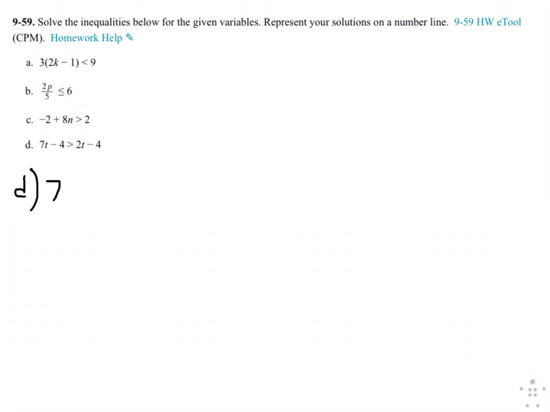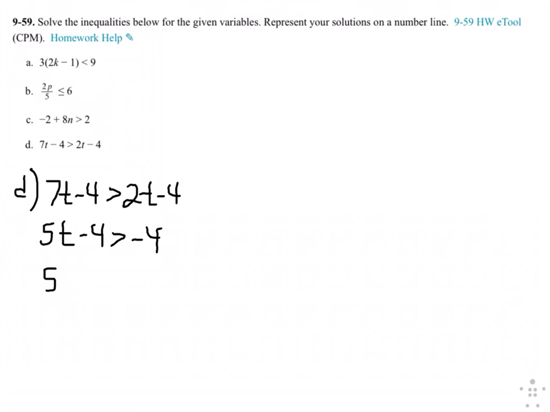D, I have 7t minus 4 is greater than 2t minus 4. I'll subtract 2t, so I have 5t minus 4 is greater than negative 4. I'll add 4 to both sides. 5t is greater than 0. And divide by 5, t is greater than 0. 0 over 5 is 0, right?